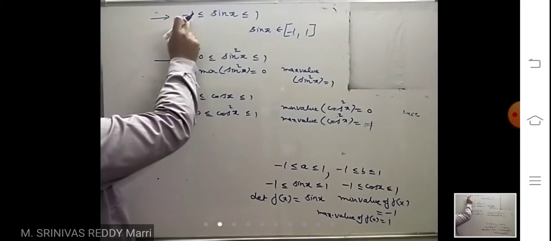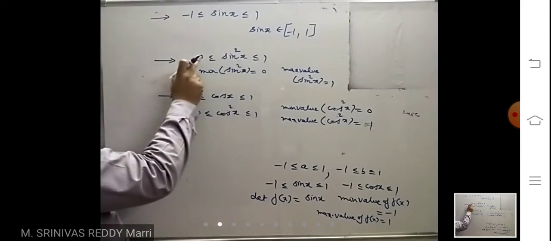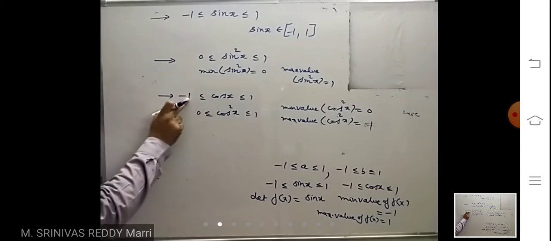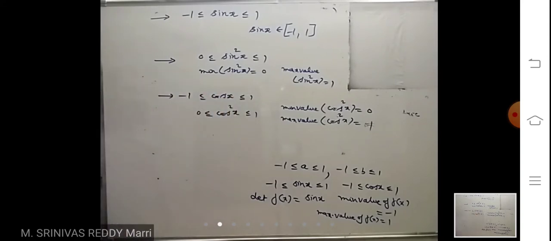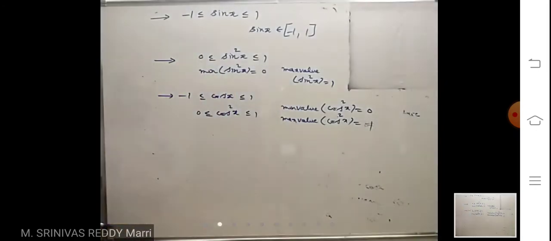Sin x minimum value is minus 1, maximum value is 1. Sin square x minimum value is 0, maximum value is 1. Cos x minimum value is minus 1 and maximum value is 1. Cos square x minimum value is 0 and maximum value is 1. Right? Next.